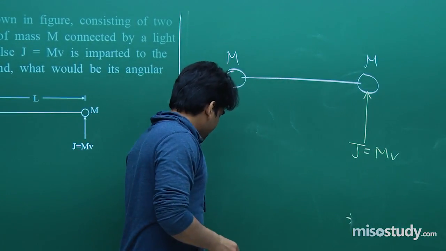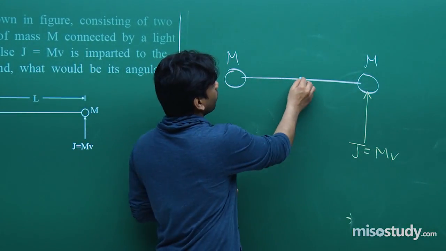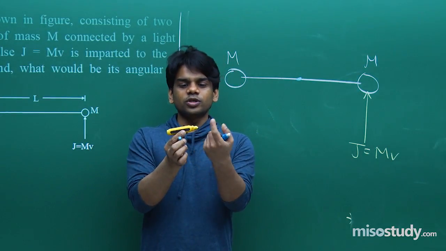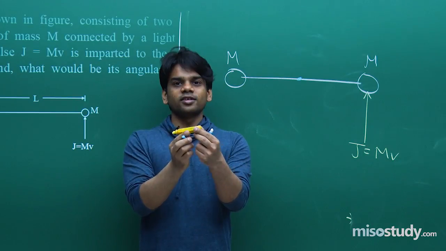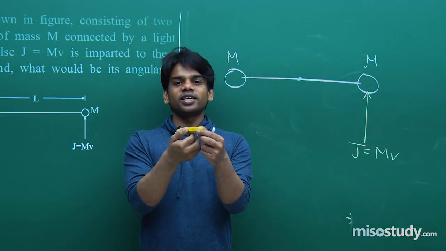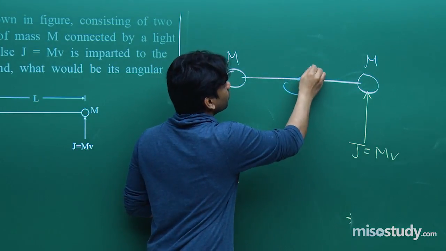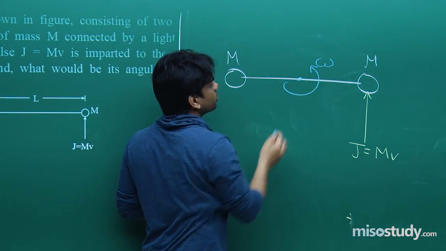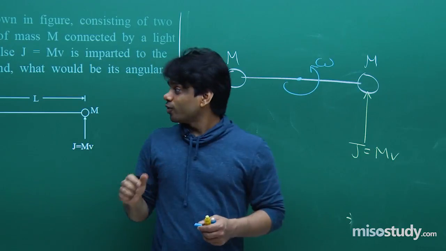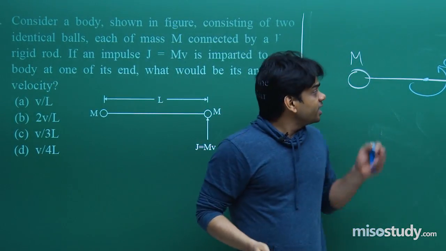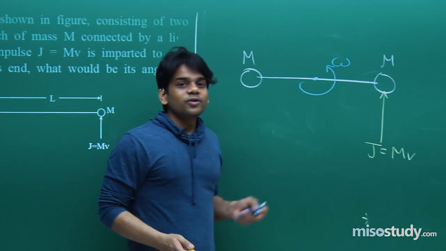Let us say this is the center of the rod. So what will happen? Try to understand. If you have a rod and you push it from one end, it will rotate about its center. That is, this entire system will rotate about its center with some angular velocity, let's say omega. And we need to find out what its angular velocity would be for the entire system.